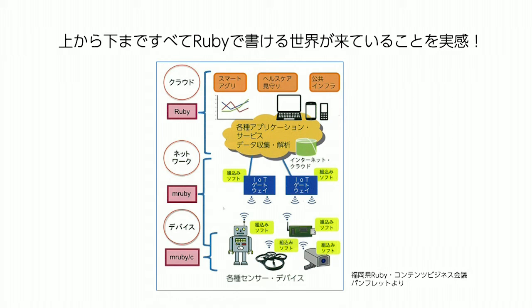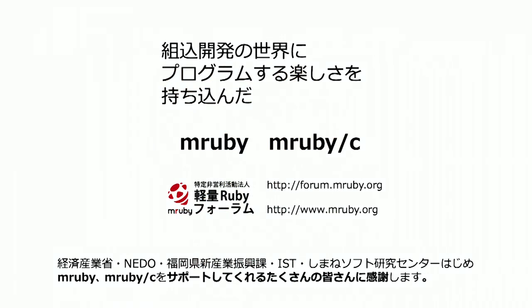And now, from top to bottom, you can write in Ruby: on cloud Ruby, and the smaller one mruby, and device mruby/c. And NEDO and Amext and Fukuoka Prefecture, Shimane Software Research Center ISD, and mruby/c are supporting other people.